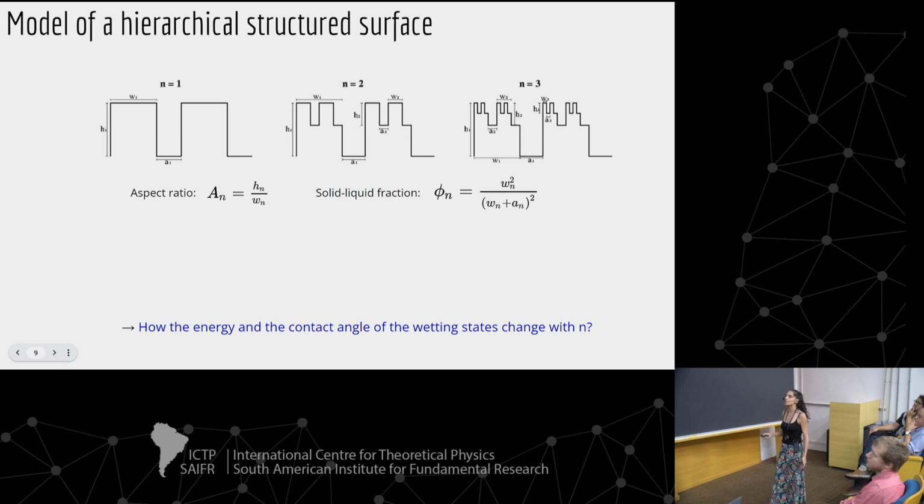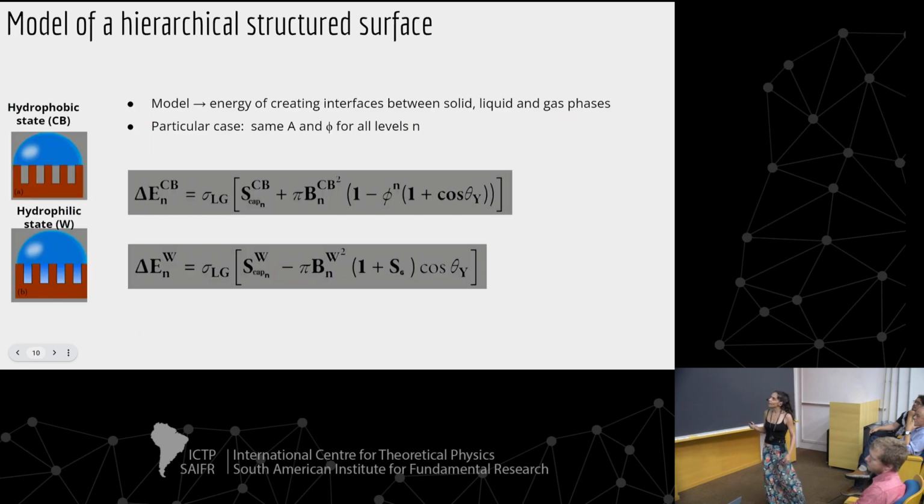And we asked how the energy and the contact angle of the wetting states change when the level n increases. We proposed a simple model in which we are able to compute the energy of the states and the contact angle. And we proposed two different states. One is the hydrophobic state, where you see that there is no water filling the surface. We call this Cassie-Baxter, very often for historical reasons. And the other is a hydrophilic state, the Wenzel state, as well for historical reasons. In this case, you see that the surface is wet, let's say homogeneously wet.